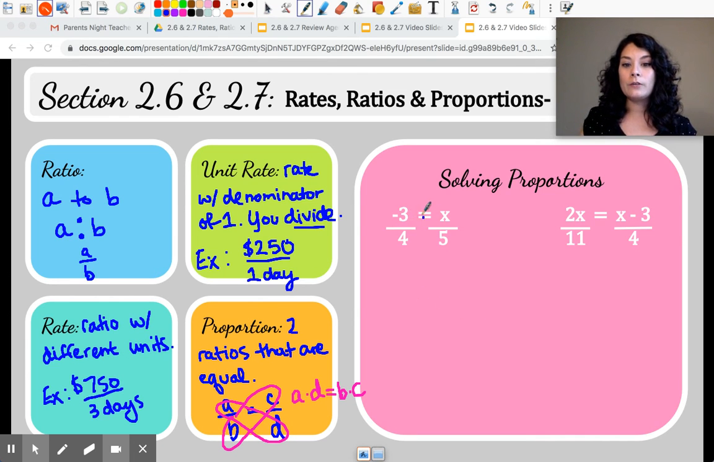Okay, so for the first one, I'm going to take the -3 and diagonally multiply it with the 5. That's going to give me -15.